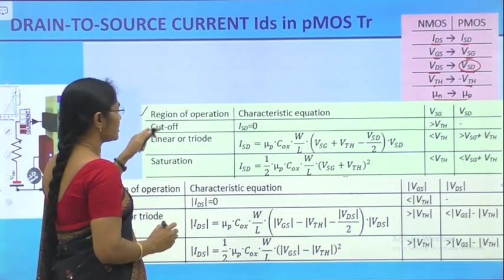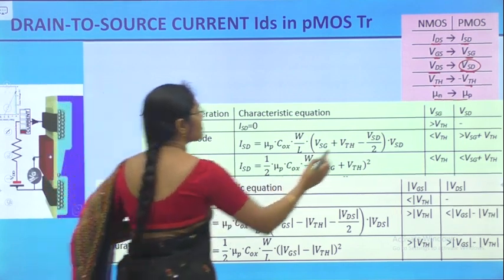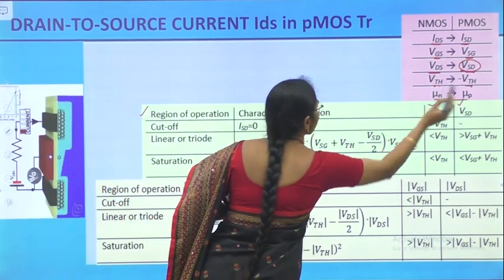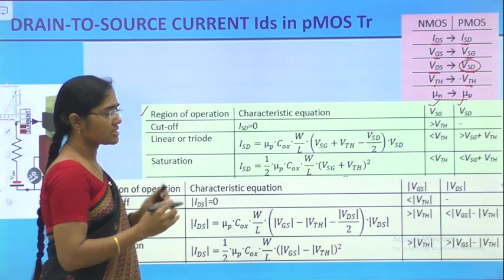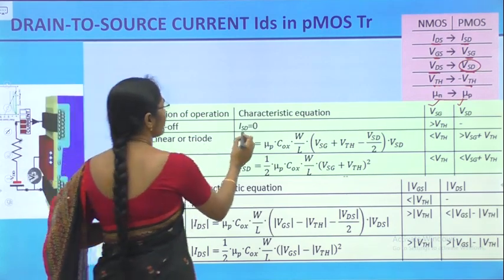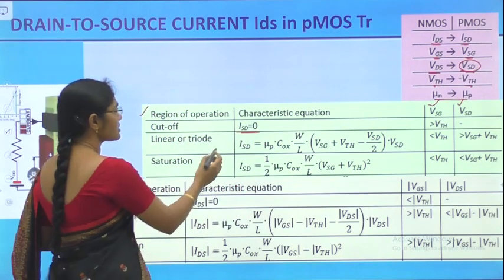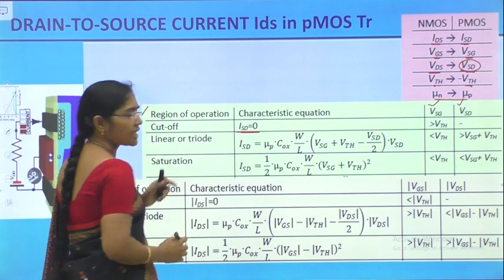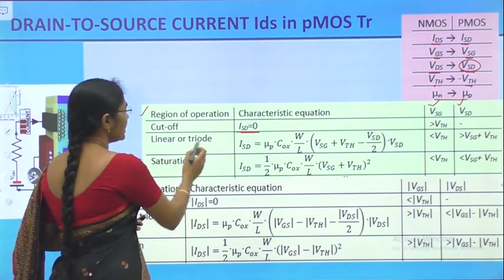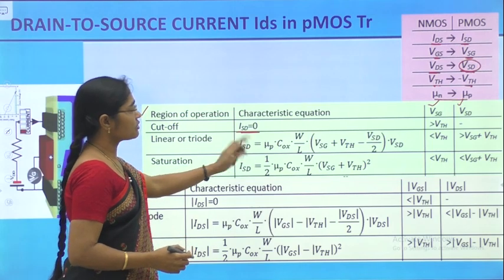The regions of operation are three: cutoff, non-saturation and saturation. Similarly, the voltage ranges defining the cutoff, non-saturation and saturation regions we have seen already. And in the cutoff region, whether PMOS or nMOS, the current is 0. Here the current is represented as ISD. And in the linear mode, that is the non-saturation mode, just substitute into the equation.